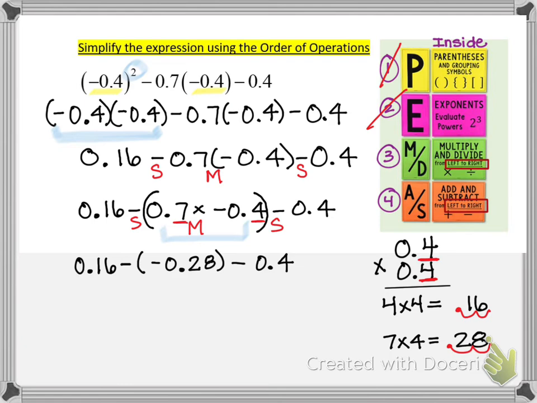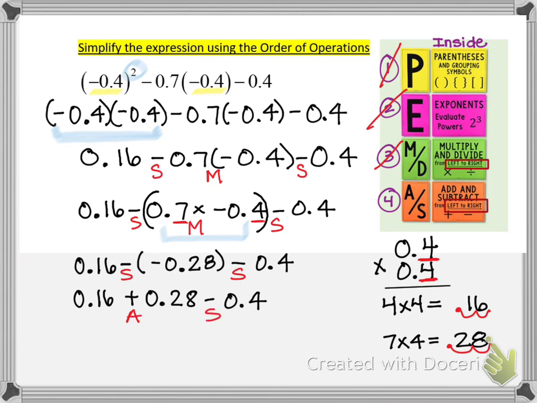So the reason why I have minus negative 0.28 is because when I did 0.7 times negative 0.4, that was a positive times a negative, it's a negative 0.28. But since I'm going to be subtracting a negative value, that will soon turn into addition. So I have 0.16 minus negative 0.28 minus 0.4. So since I'm subtracting a negative, this becomes 0.16 plus 0.28 minus 0.4.